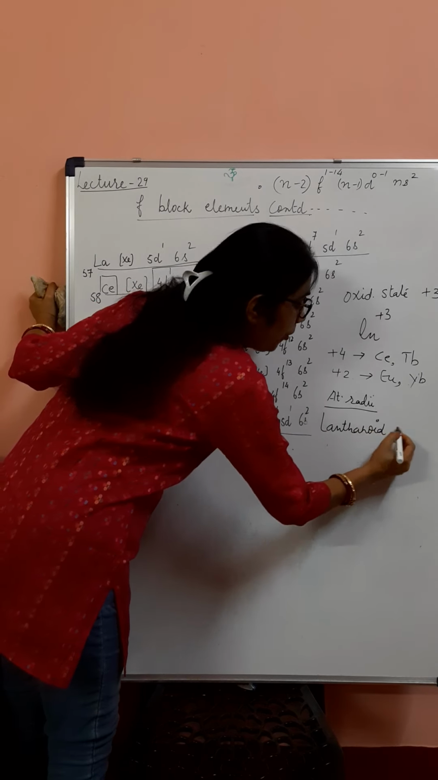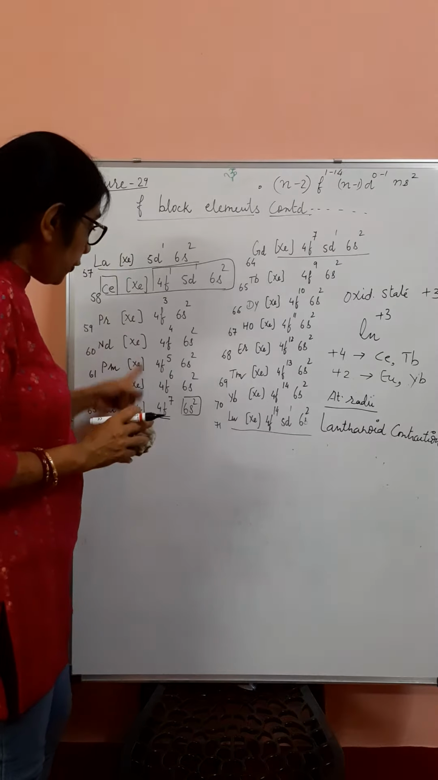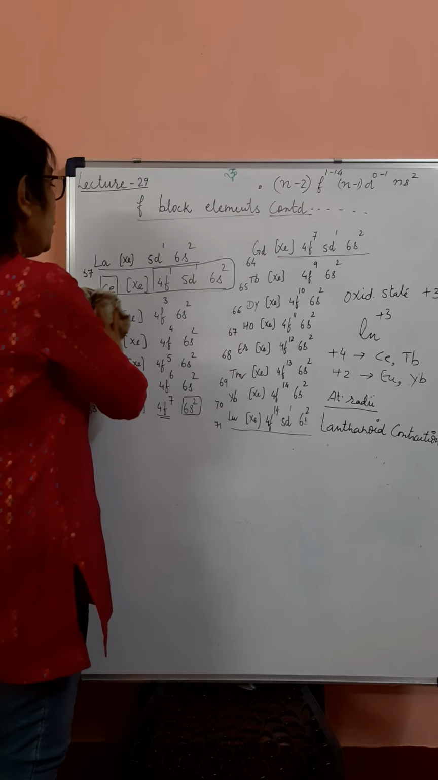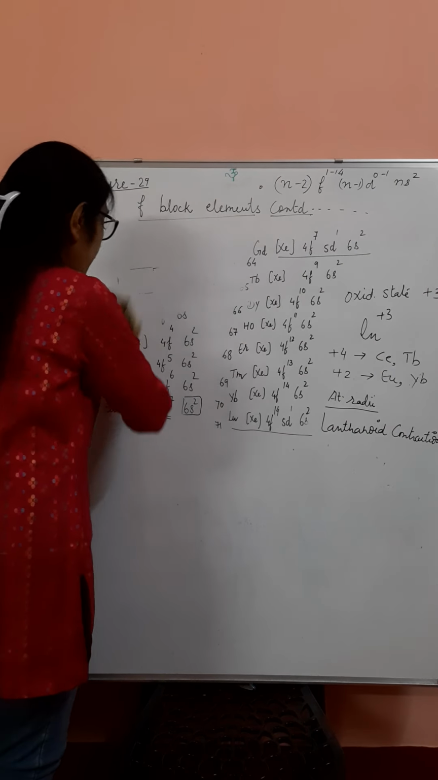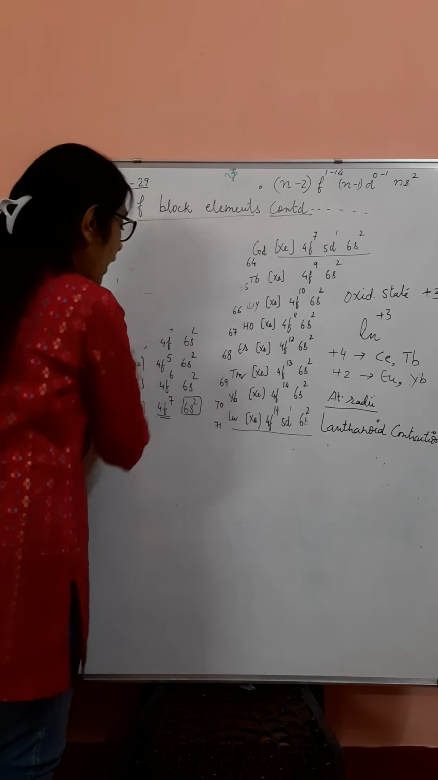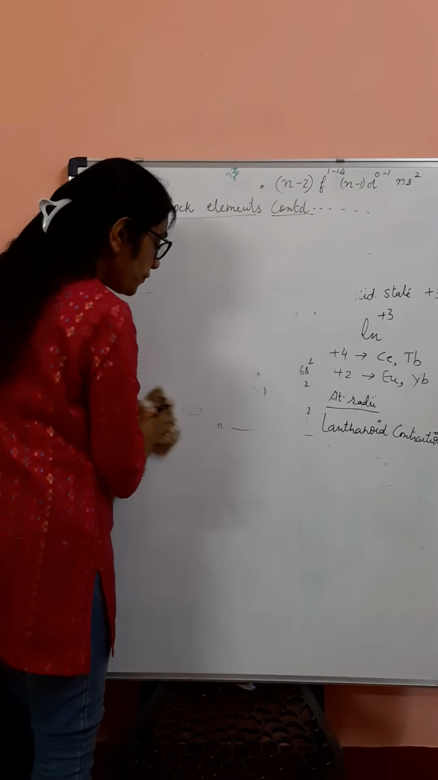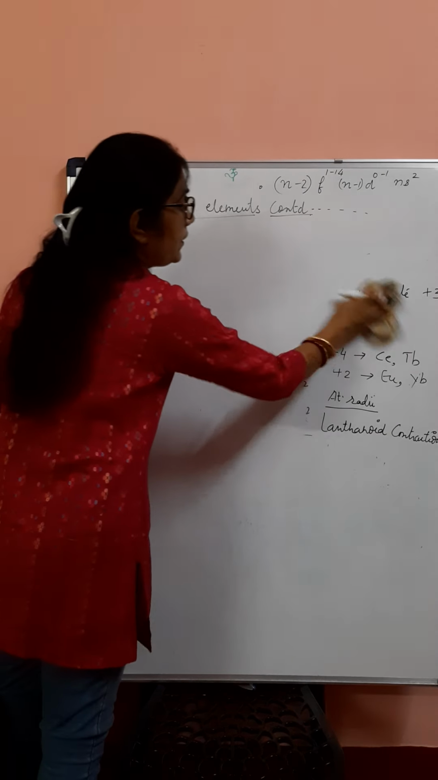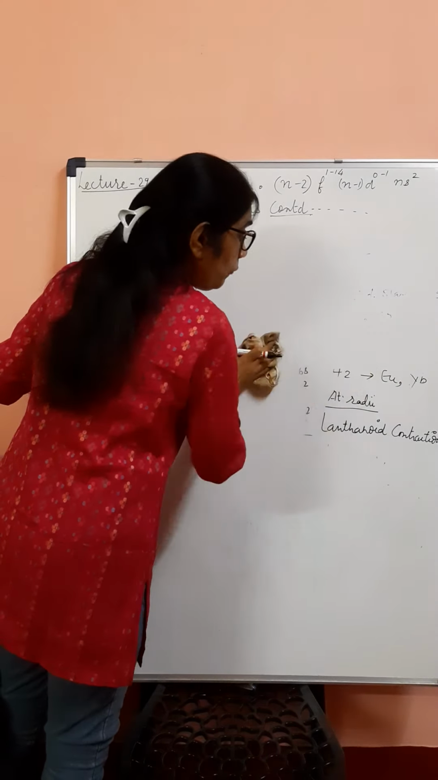So what is lanthanoid contraction? The steady and small decrease across the lanthanoid series due to increase in nuclear charge is known as lanthanoid contraction. Now the question is, why is such a small and steady decrease there? What is the cause of lanthanoid contraction? Why is such a small decrease being observed while moving across the period of the lanthanoid series?